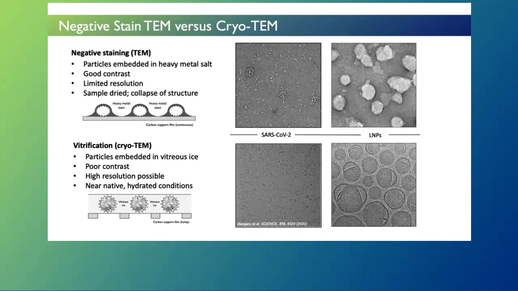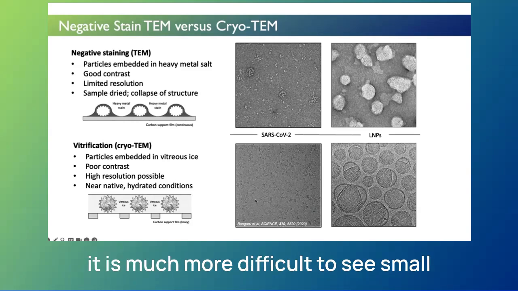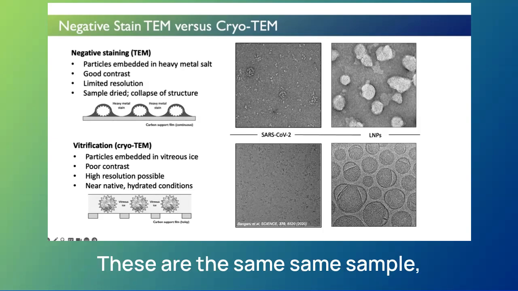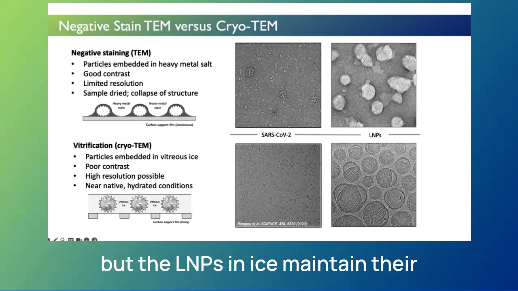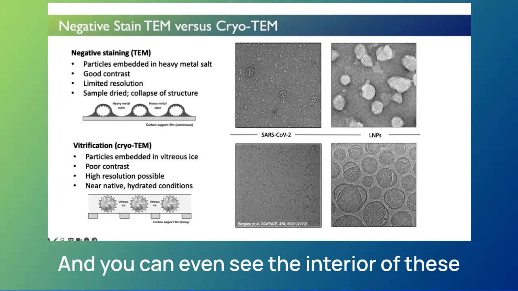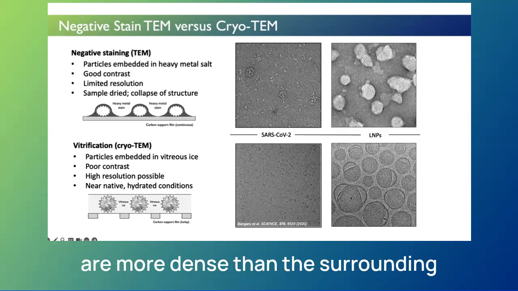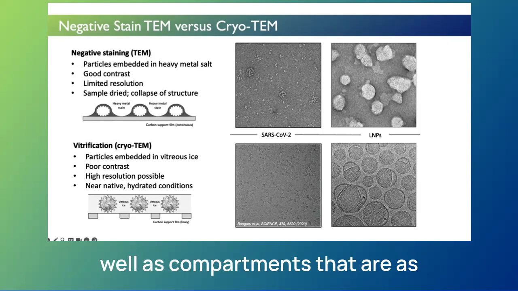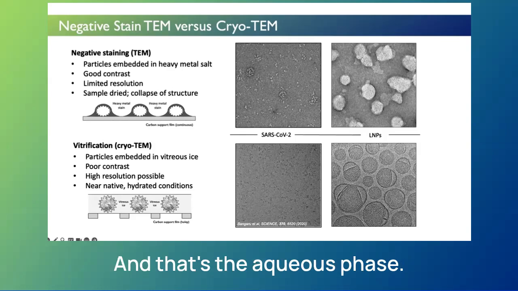the sample particles are best imaged over these holes to limit addition of any background noise due to the substrate. You can see here in this image that it is much more difficult to see small proteins in ice compared to in stain. These are the same sample. But the LNPs in ice maintain their natural hydrated shape and size, and you can even see the interior of these particles, showing compartments that are more dense than the surrounding buffer, which is the lipid phase, as well as compartments that are as dense as the surrounding buffer, and that's the aqueous phase.